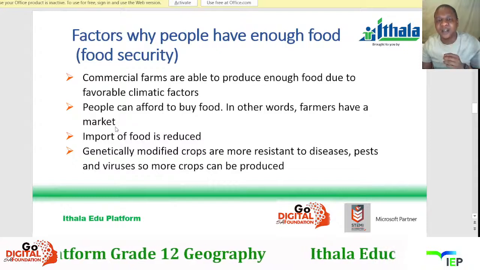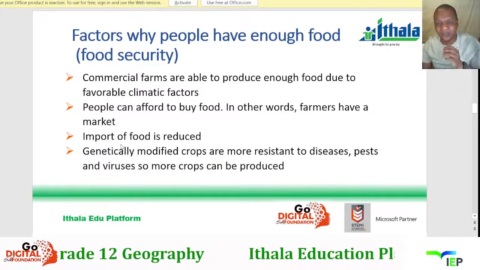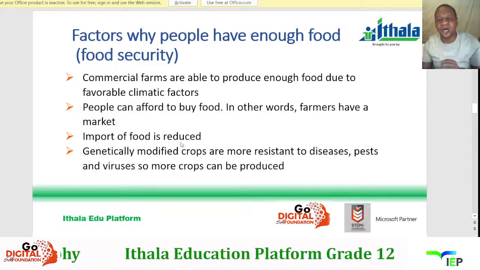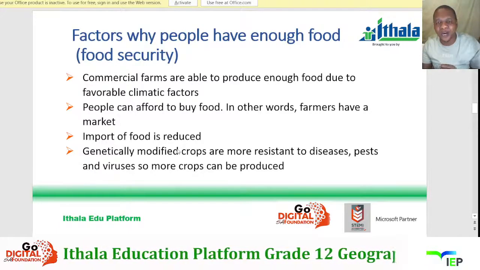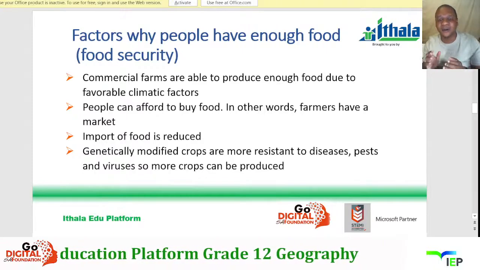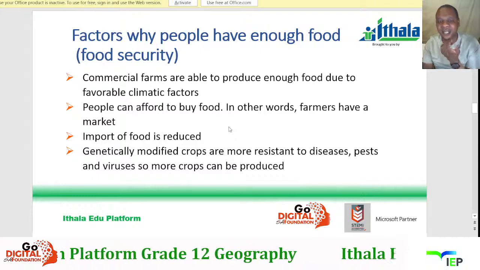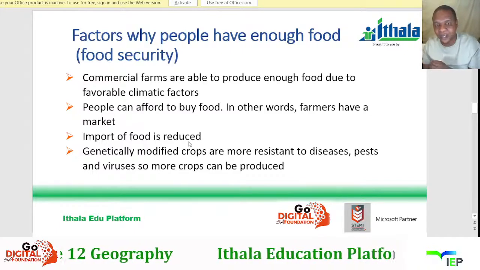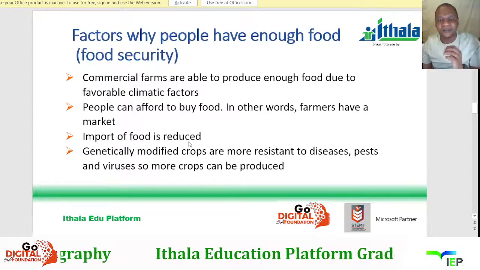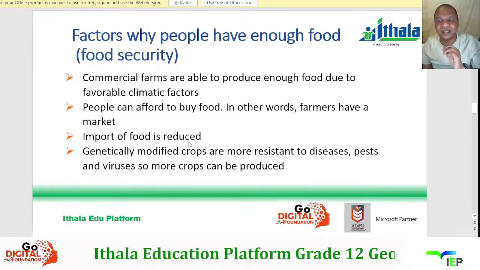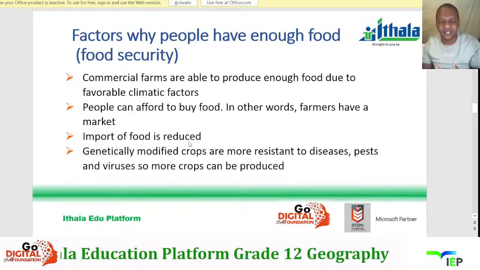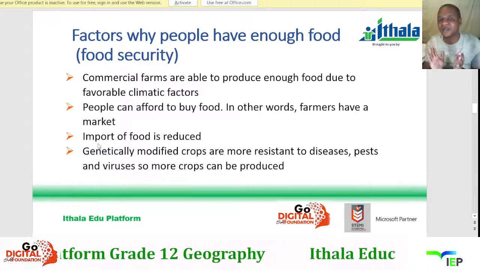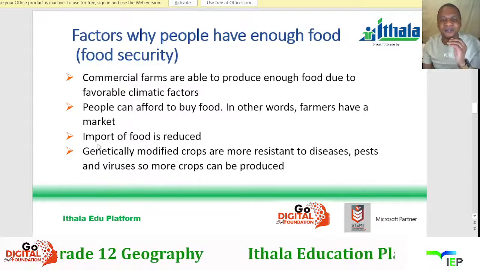And then also, having food in the country will minimize imports of food. Which means imports of food in the country will be reduced. Why is that the case? It's because we are able to grow our own food here in South Africa. We are able to grow our food here, so we do not need to import anything. Rather, since we are doing commercial farming, we can export our produce to overseas markets so that we can earn foreign exchange. So we are at an advantage, grade 12, because these factors favor us, and we are able to make money out of farming.